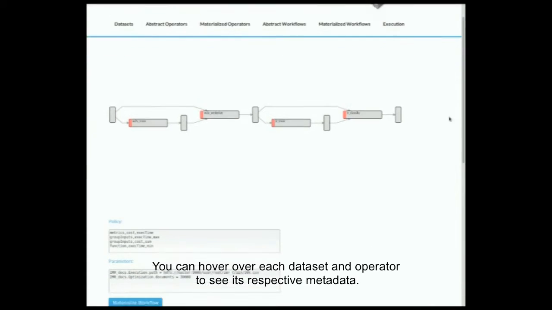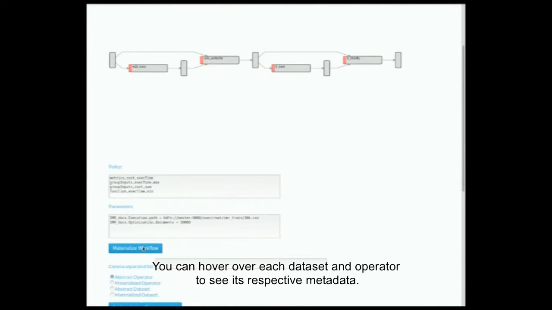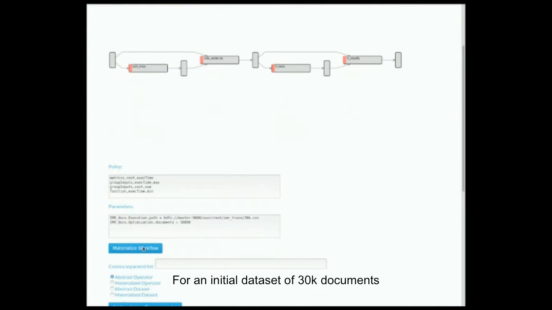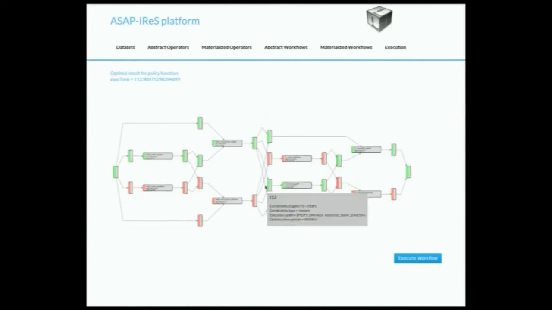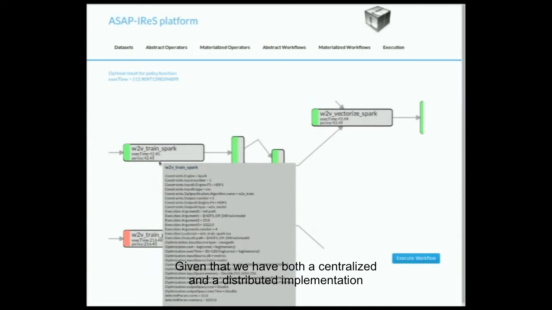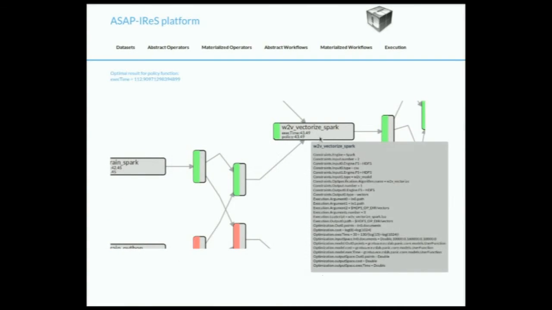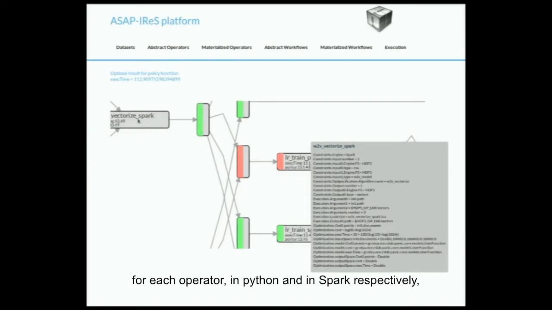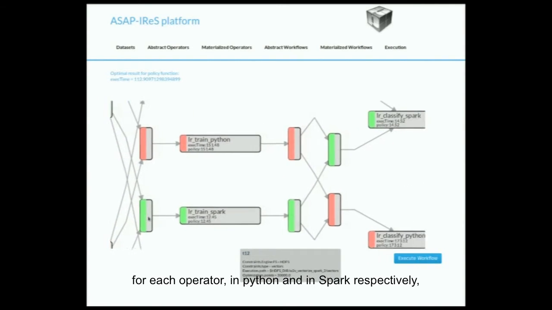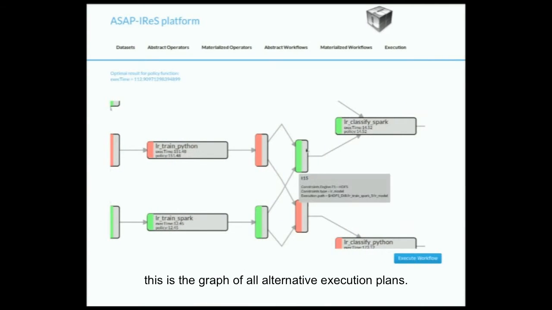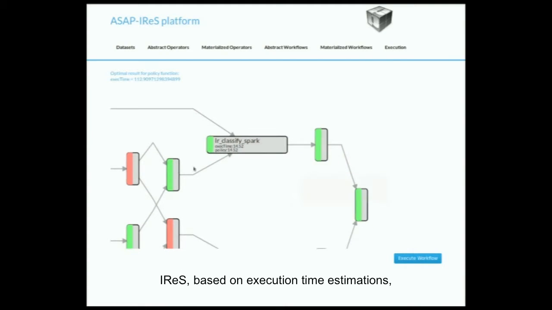You can hover over each dataset and operator to see its respective metadata. For an initial dataset of 30,000 documents and the objective of minimizing the execution time, we invoke the IReS Optimizer and Planner by clicking on the Materialize Workflow button. Given that we have both a centralized and a distributed implementation for each operator in Python and in Spark respectively, this is the graph of all alternative execution plans.